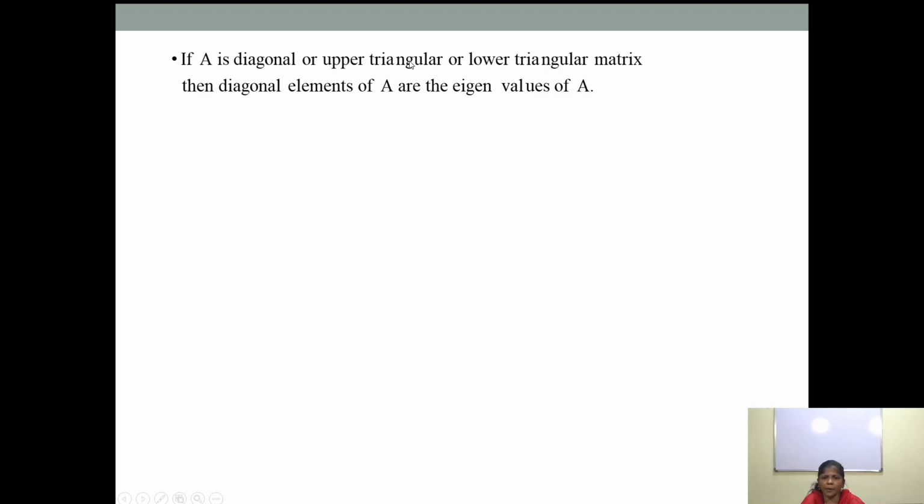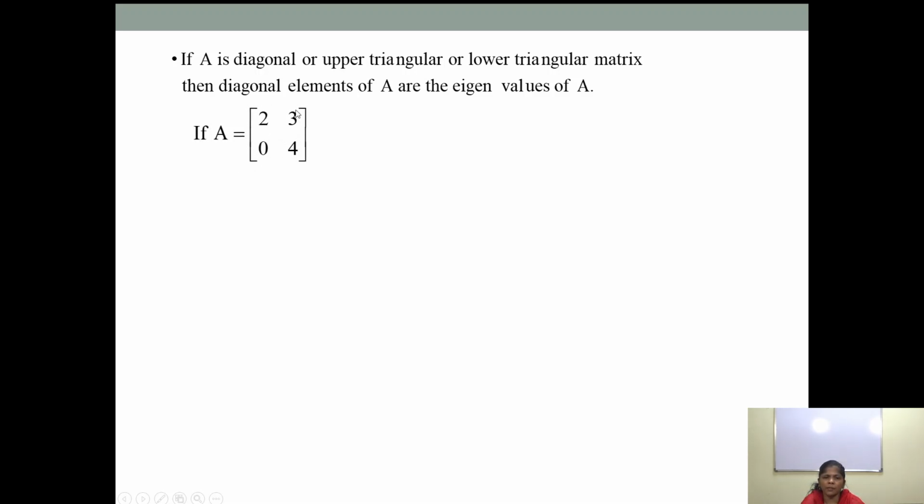Upper triangular means all elements below the diagonal are 0. Lower triangular means all elements above the diagonal are 0. Then the diagonal elements of A are the eigenvalues of A. So if we have a matrix that is diagonal, upper triangular or lower triangular, then the diagonal elements are nothing but the eigenvalues. So let us verify it with the help of this simple example.